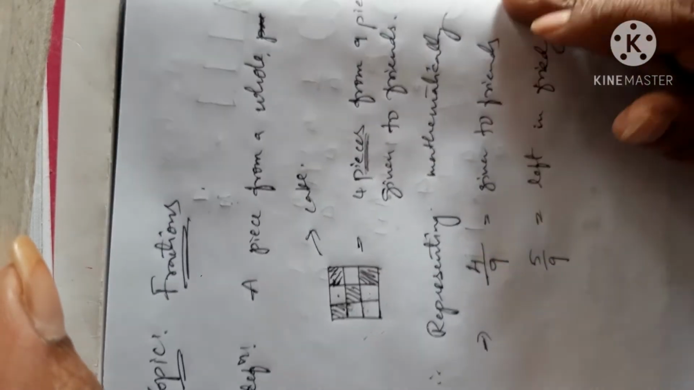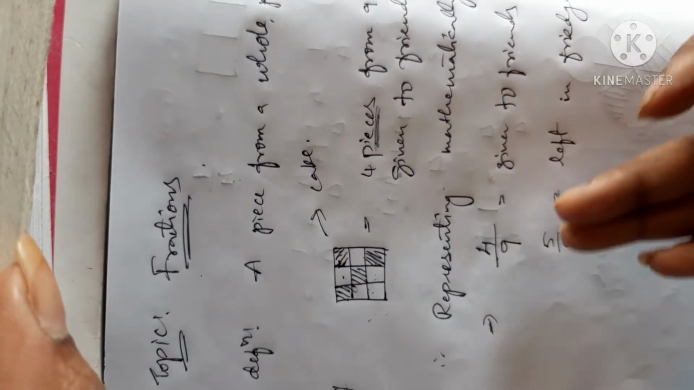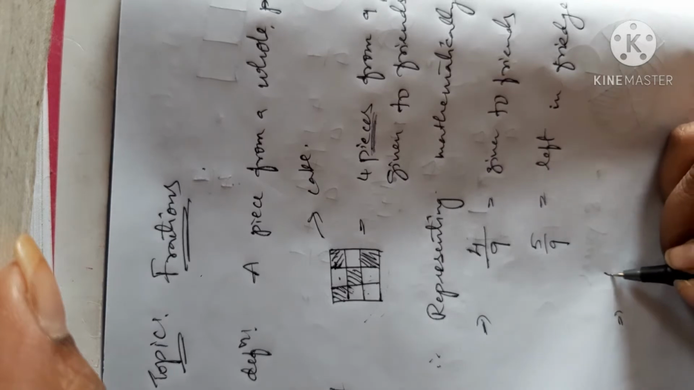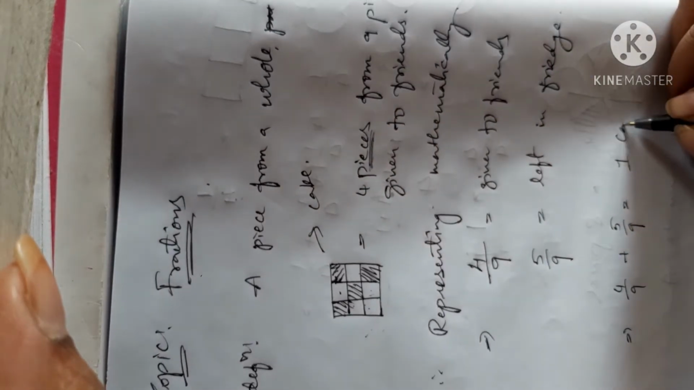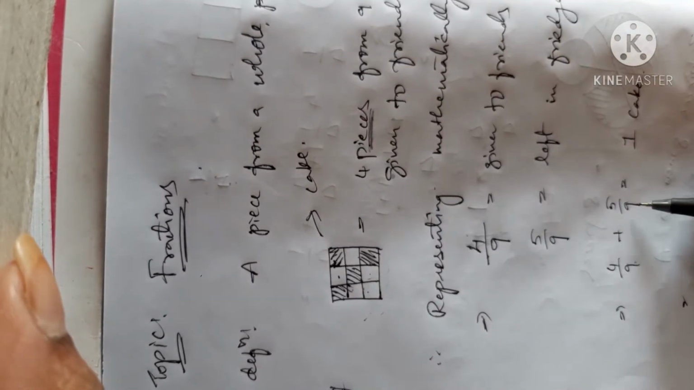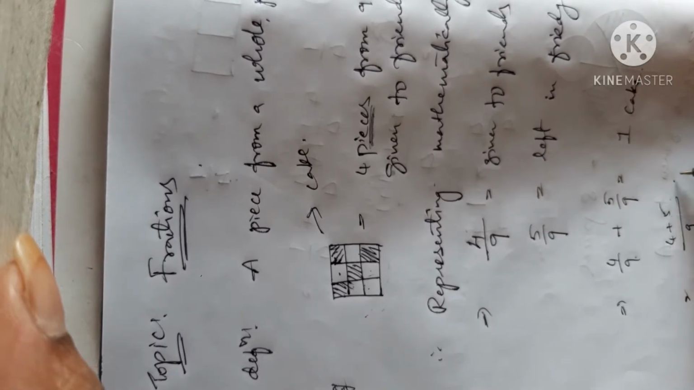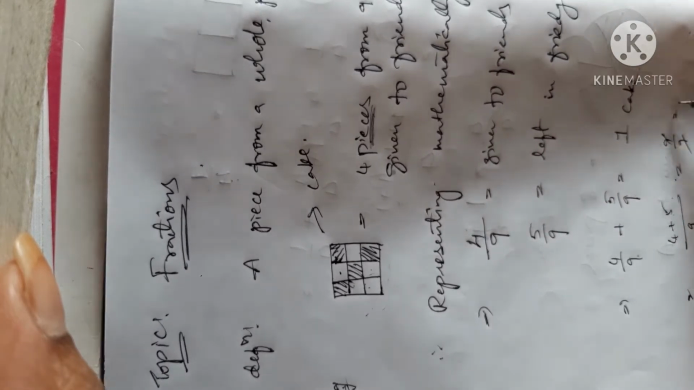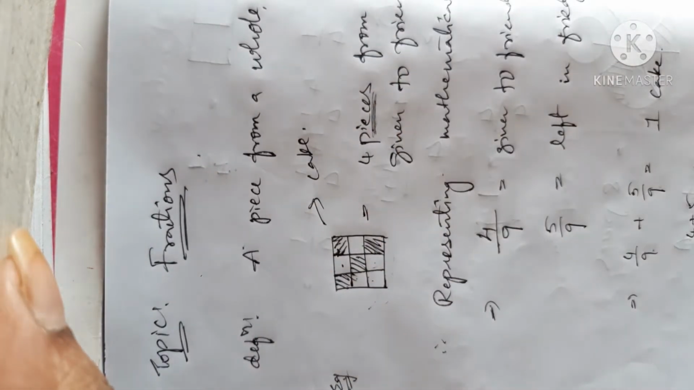Where are you going to keep this? In the fridge, right? Or obviously your family members will eat this. So 4 by 9 plus 5 by 9 together gives one complete cake, right? Let's check whether it is true or not. 4 plus 5 is equal to 9, so 9 by 9, which is equal to 1 cake. Clear? Understood? Now, this is the introduction to fractions. A fraction is nothing but a piece from a whole.